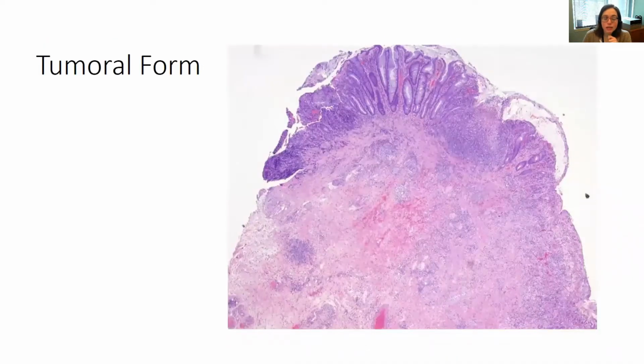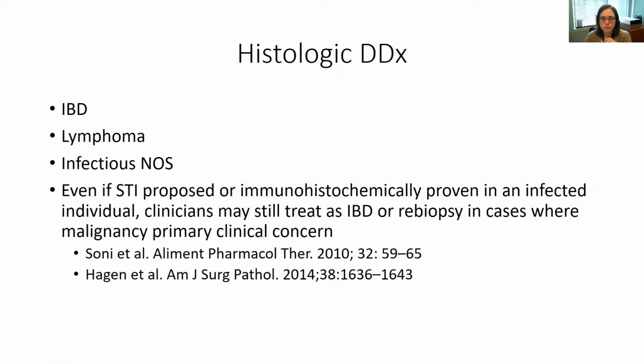In the rectum, these can also have this tumoral form, and you can see areas of ulceration here and this marked submucosal fibrosis with these lymphoid aggregates that tend to be very nicely hugging a couple of the vessels. Now, on histology, as you can see, this can also bring up the possibility of inflammatory bowel disease. The difference here is that the degree of architectural distortion in cases of STI is very minimal. The architecture tends to be preserved.